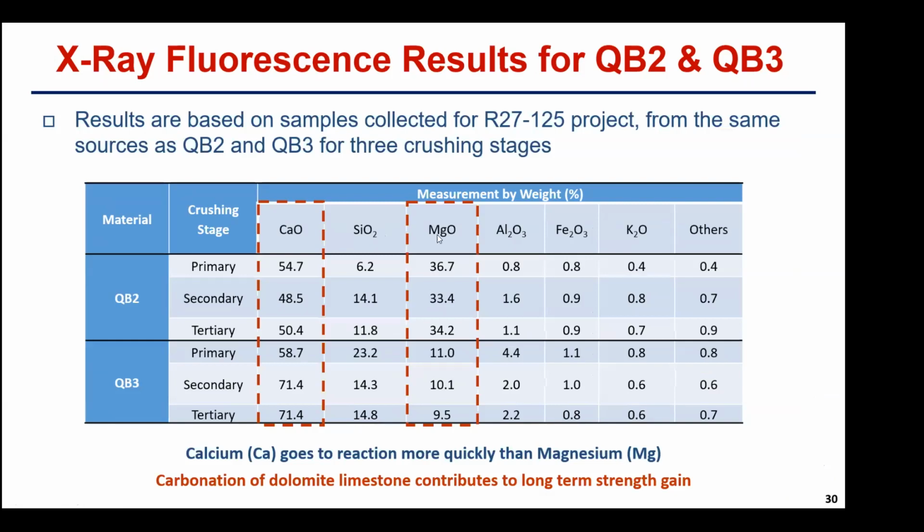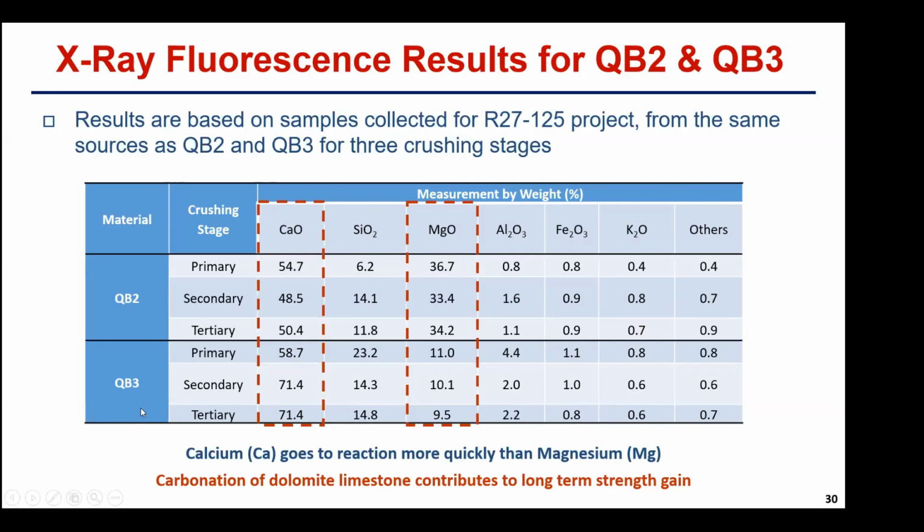And there's another reason, which we were looking at: the X-ray diffraction or X-ray fluorescence results for QB2 and QB3. And what we found is that their chemical composition is significantly different. So if you look at QB2, for example, this was a dolomite source, and dolomites usually have higher magnesium oxide contents than calcium oxide content, compared to QB3, which is very, very low on magnesium and much, much higher on calcium oxide or limestone content.